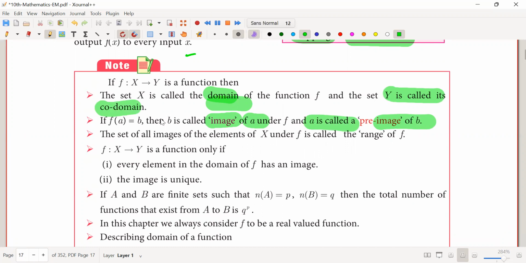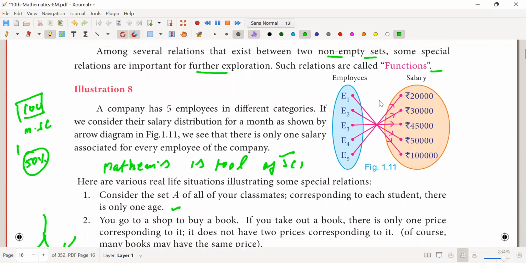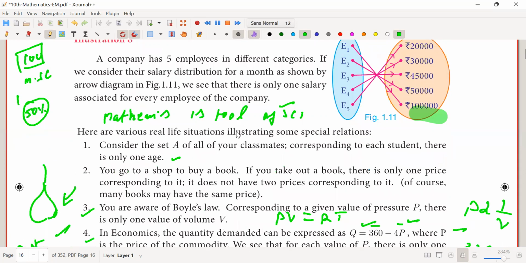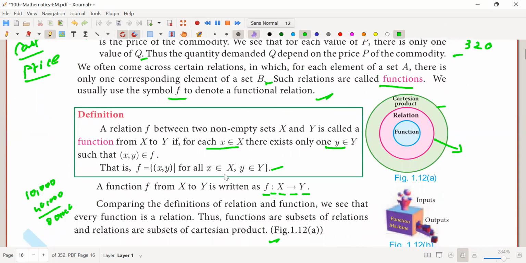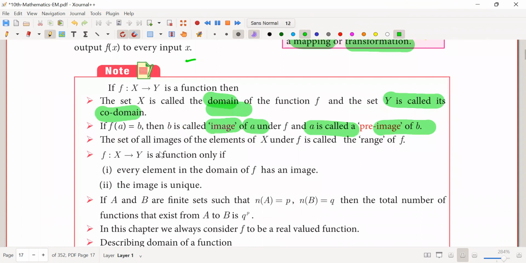I will show an example here. In this function, the image of E1 is 1 lakh, and the pre-image of 1 lakh is E1. The set of all images of the elements of X is called the range.